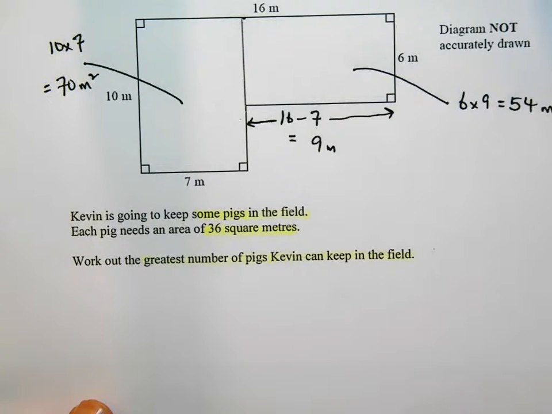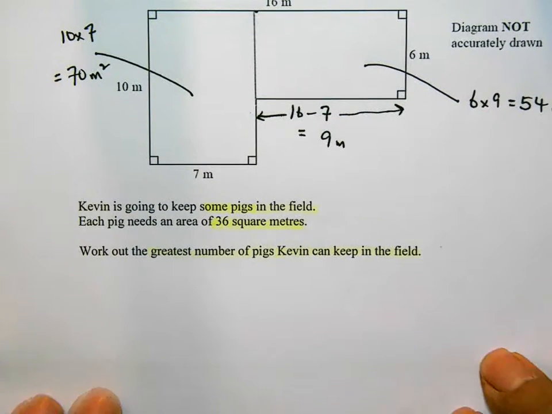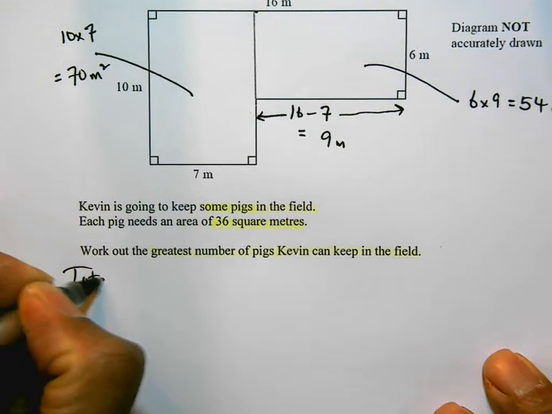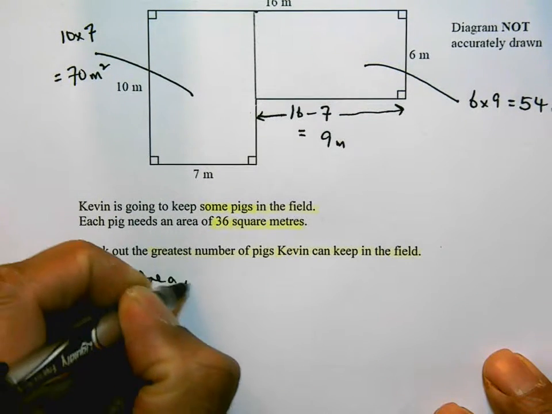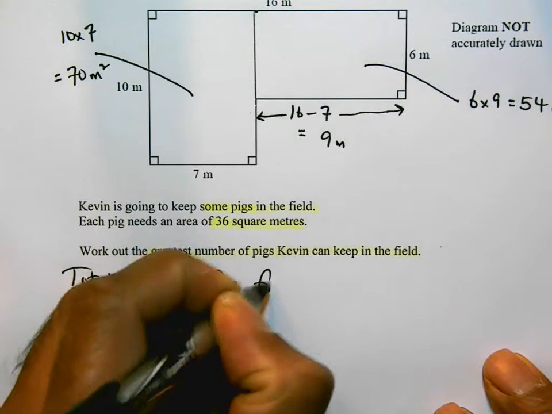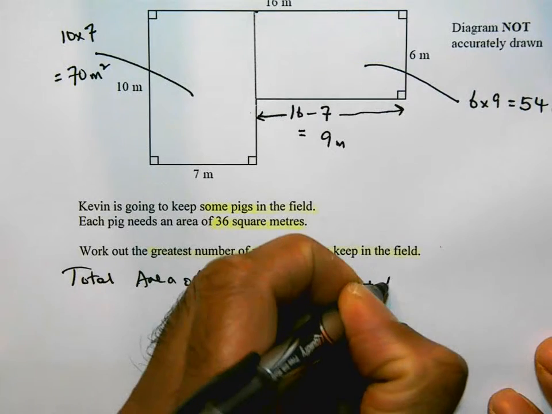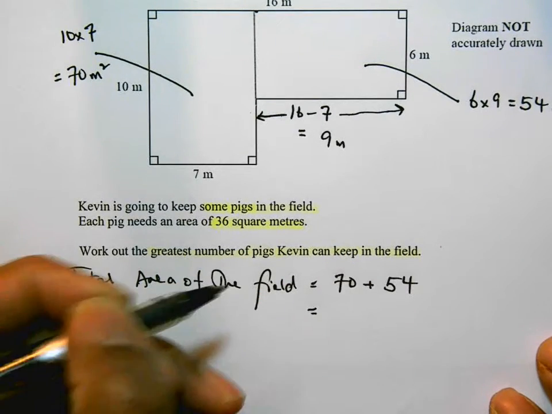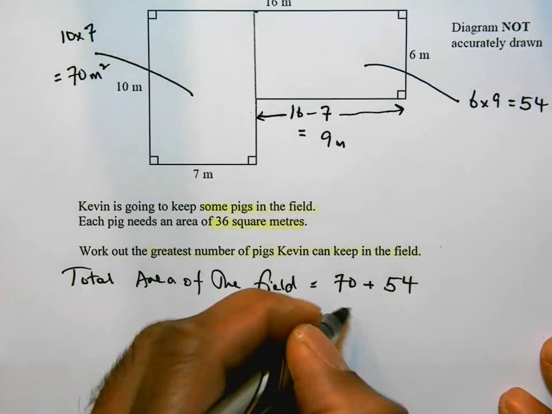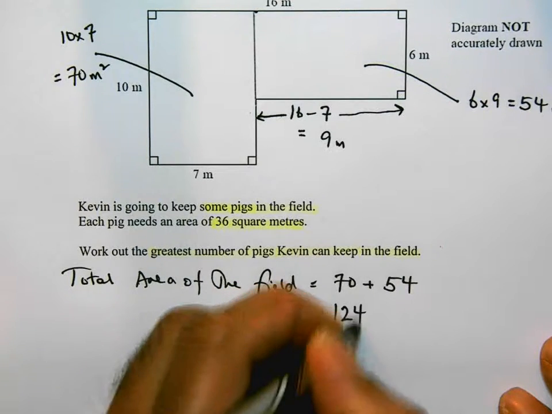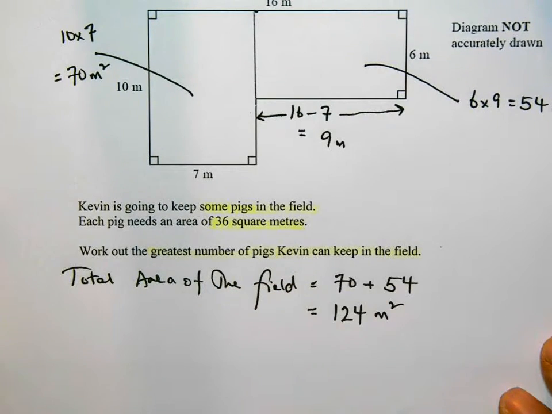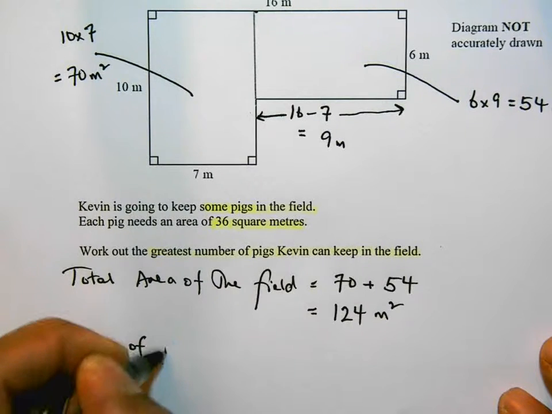So what I could do now is work out the total area of the field. I could add those two and find the total area of the field. So let's just do that. The total area of the field is going to be 70 plus 54. 70 add 50 is 120. Add 4 is 124 meters squared. Okay, so I'm trying to make sure I show everything here.